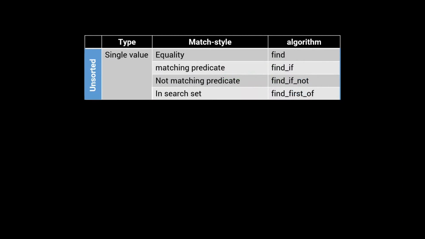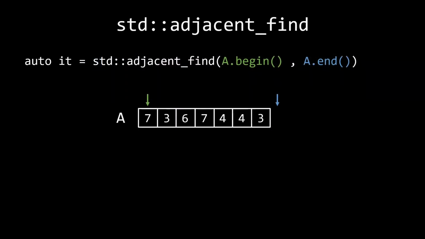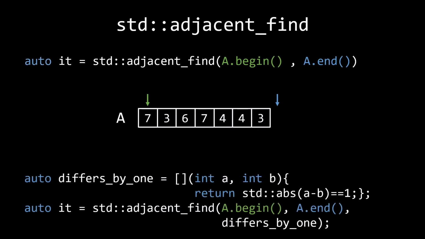So at this point we've talked about 4 different kinds of find algorithms. They all work on any kind of input range and try to find a single value. Next we'll look at algorithms that search for a specific subrange of consecutive values, starting with a special one, adjacent find. Adjacent find looks for 2 adjacent elements that are equal. It accepts an input range and an optional predicate to check for equality.